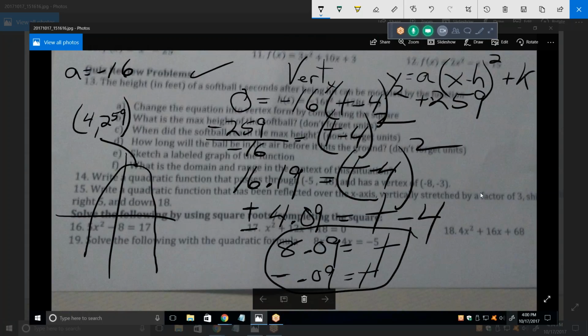Which one doesn't make any sense? The negative. Exactly. In other words, there's no such thing as negative time. Not yet. If we ever master time travel, maybe that'll be a reality, but not yet. So you always cross out negative times just like you cross out negative dimensions when you're doing geometry problems. Okay? So the answer is it hits the ground 8.09 seconds after it's hit.